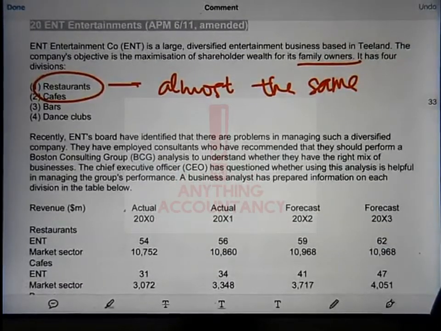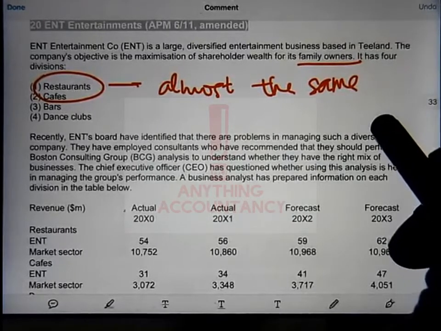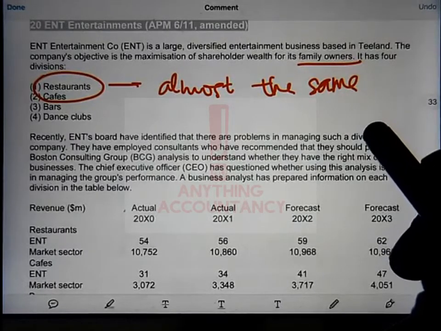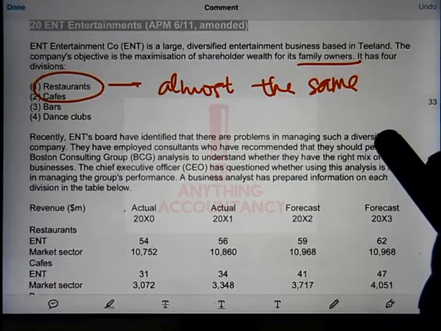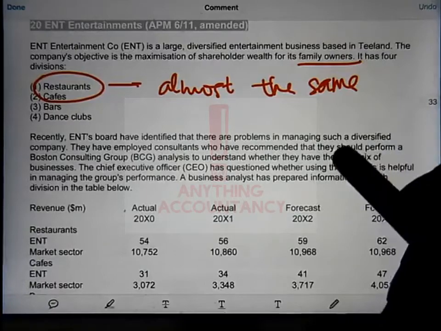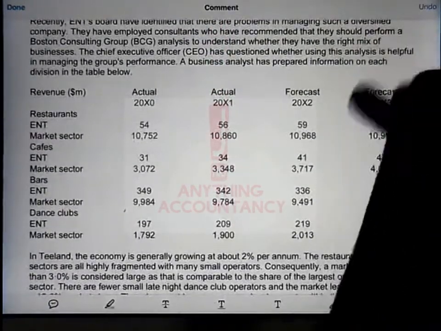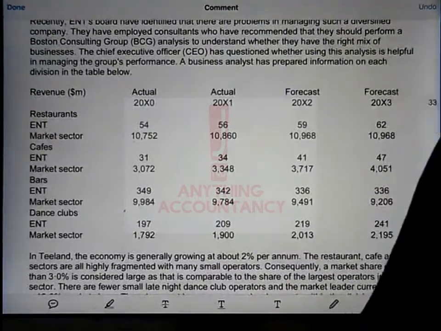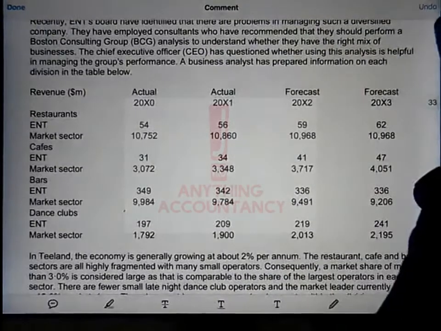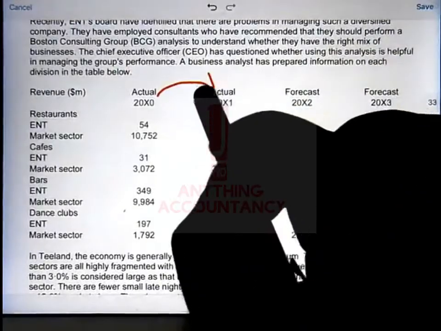Recently, ENT board have been identified as a problem with managing such a diversified company. The company employed a consultant who recommended they should perform a BCG analysis to understand what they have, whether they have the right mix of business. Chief executive has questioned whether use of this analysis is helpful in managing group's performance. A business analysis has prepared the following items. Now, if you can look at this, usually you're given a lot, but you actually do like this.